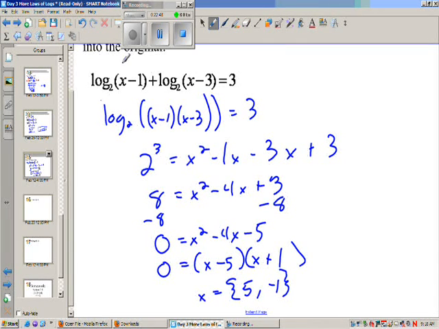Now let's check and see if they work. Here this will accept everything greater than 1. This one will accept everything greater than 3. So negative 1 won't work here. x equals 5 is the only correct answer.